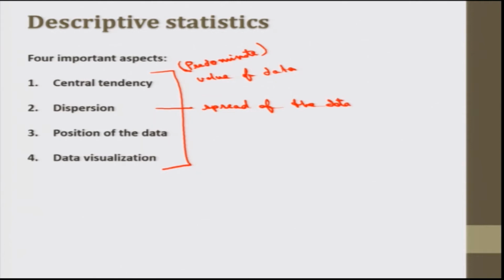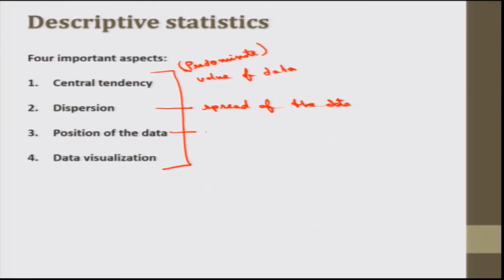Then position of data. When I am talking about the position, it is always with respect to some other points. We have the whole data set. Where does our data lie in that? With respect to the available or the observed values, where does it lie? So, it is in relation to, I would say, in comparison to other data, or I call it data points.